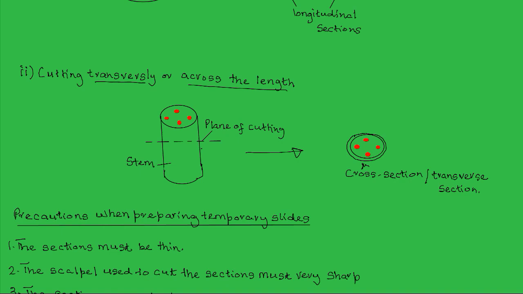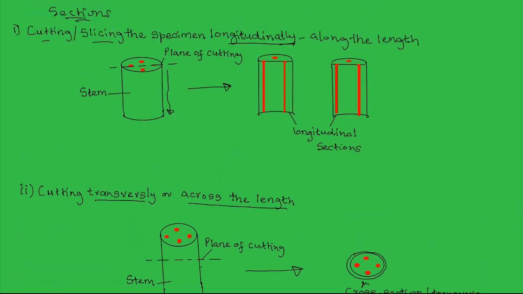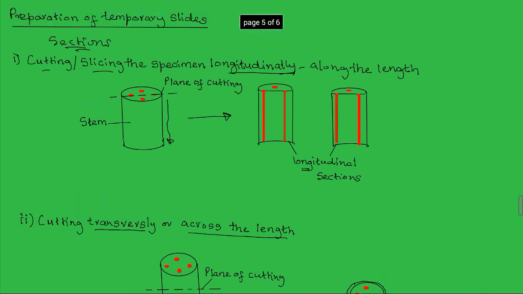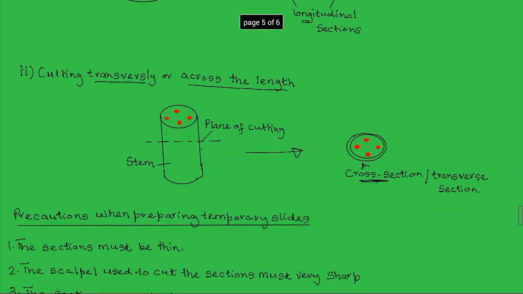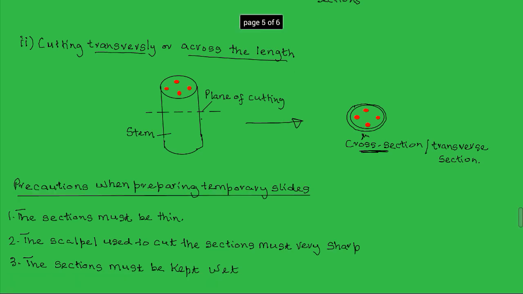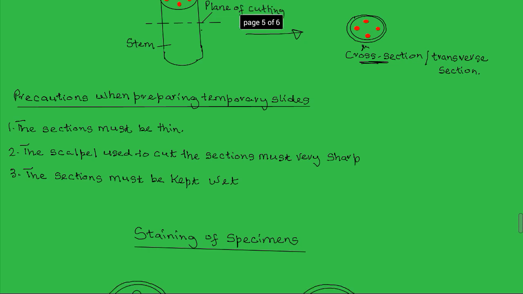You note that the display of tissues in a cross section is very different from the display of tissues in a longitudinal section. They're the same tissues, but the way they're displayed are quite different. So it is very important to know the sections of the specimen that have been displayed, because each has a unique way of displaying the sections.